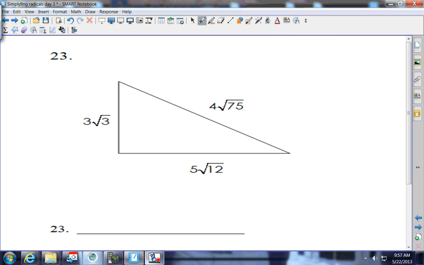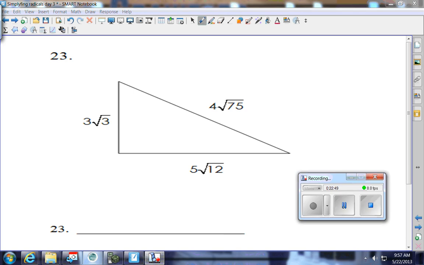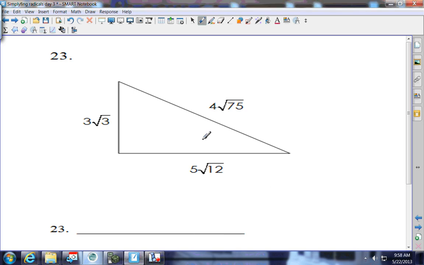Number 23. Take a second and try and do 23 now. On this one, none of the square roots are the same. But I know 3 is a prime and it's down as low as I can go. 75 breaks up into 25 and 3, trying to keep the 3's the same. The square root of 25 is 5. So I have 4 times 5 and the square root of 3. This becomes 20, the square root of 3.